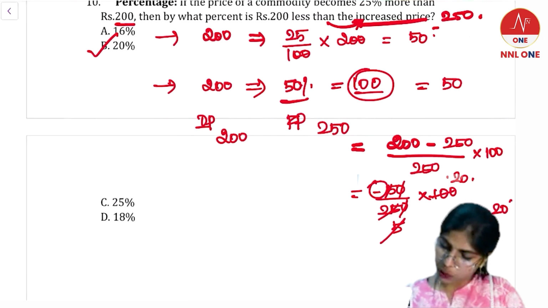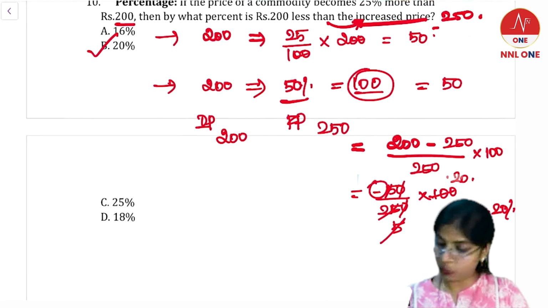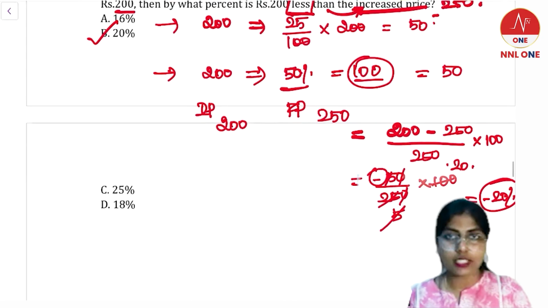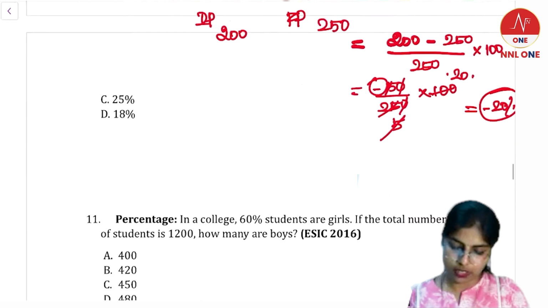Here it is minus 20. Can you see it? The question itself they asked, then by what percent is 200 less than the increased price? Less. The answer will be in negative. Okay, so you need not worry about that. Option B is the correct answer.